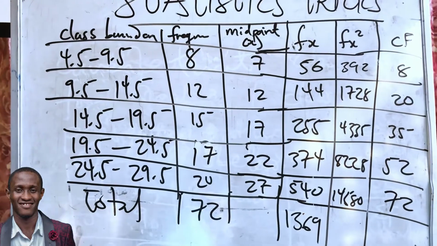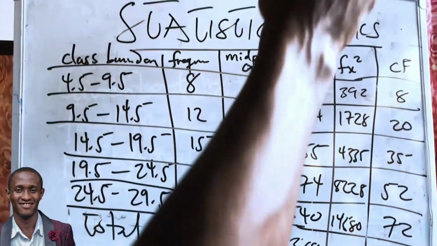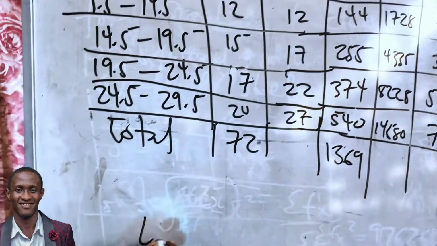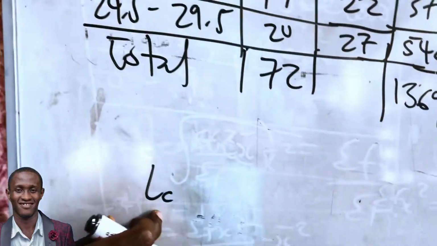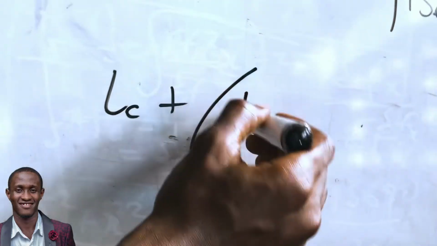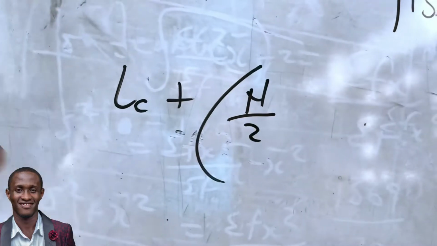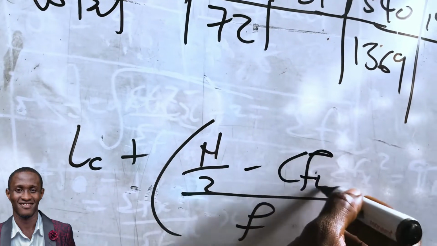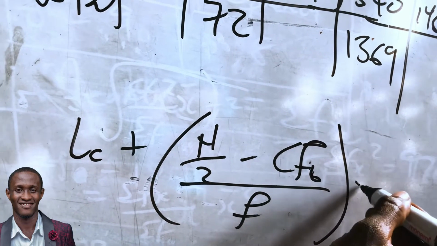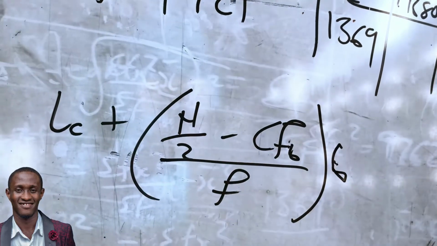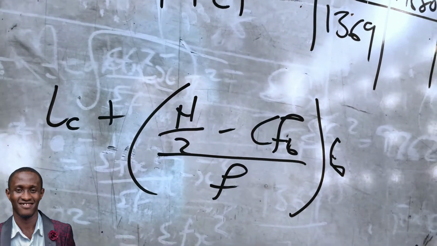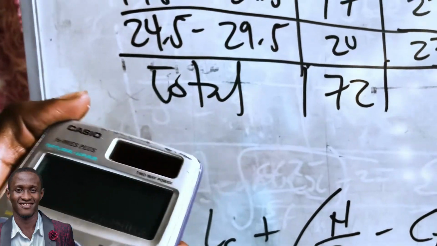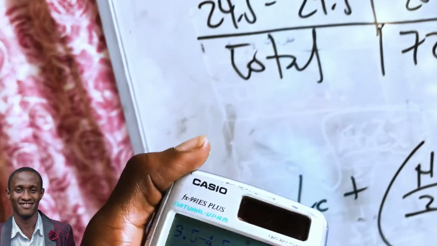So now we are done with the standard deviation and the median. So the median, I said the median is lower class boundary of the median class plus this. So like this is the quartile formula. So the frequency of the class, cumulative frequency before, times the interval. So let's say B. Now the interval is this minus this. So 9.5 minus 4.5. The interval is 5.